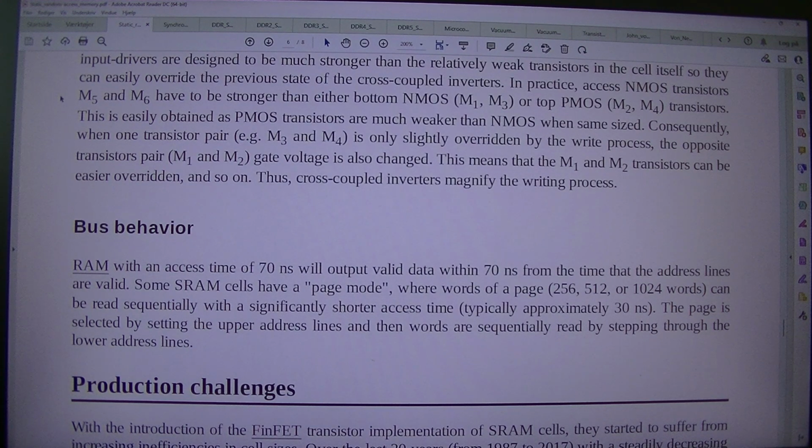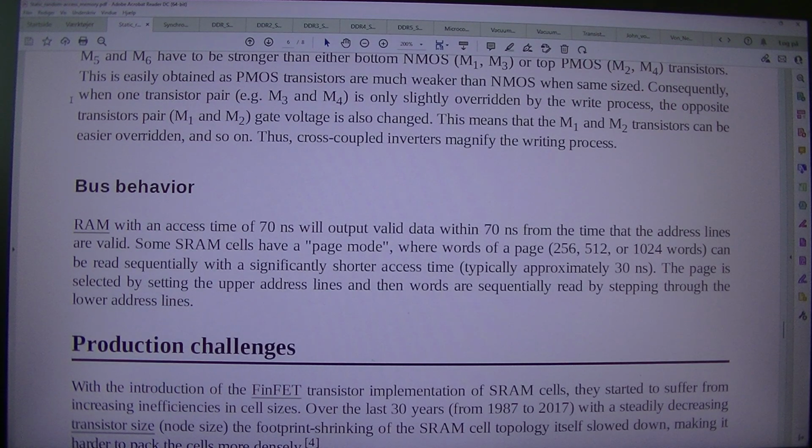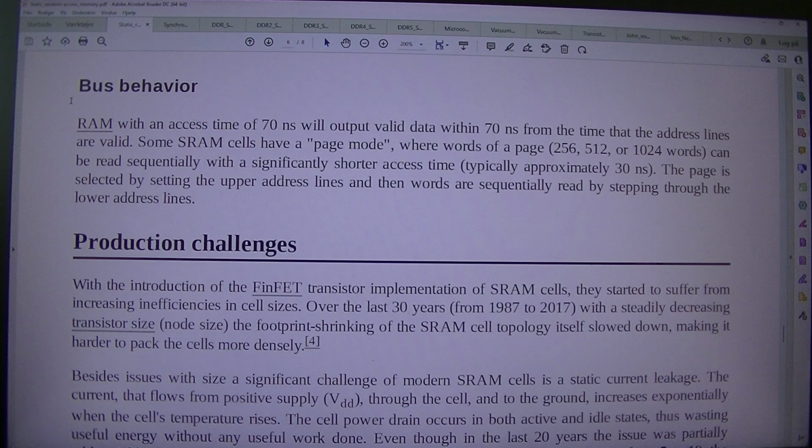Bus behavior. RAM with an access time of 70 ns will output valid data within 70 ns from the time that the address lines are valid. Some SRAM cells have a page mode, where words of a page, 256, 512, or 1024 words, can be read sequentially with a significantly shorter access time, typically approximately 30 ns. The page is selected by setting the upper address lines, and then words are sequentially read by stepping through the lower address lines.